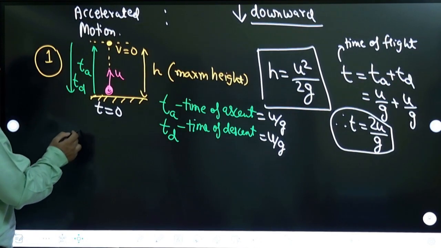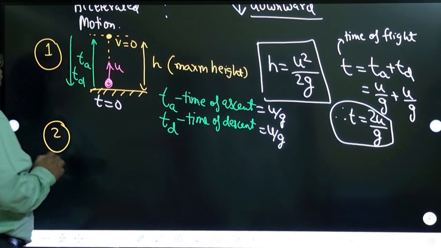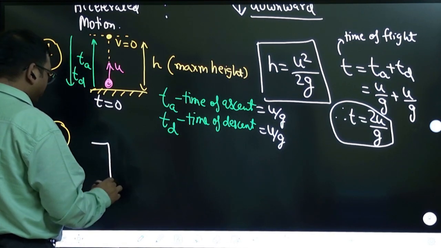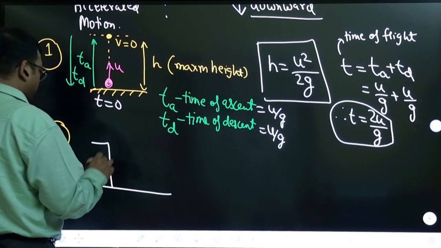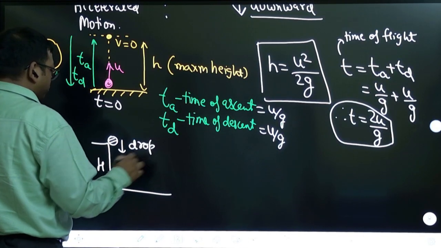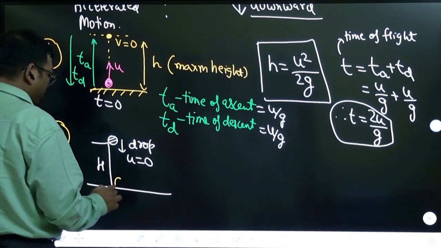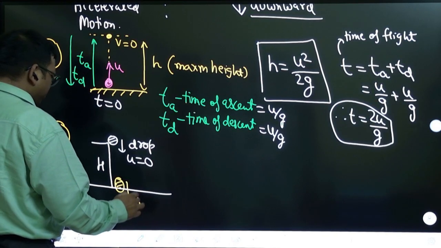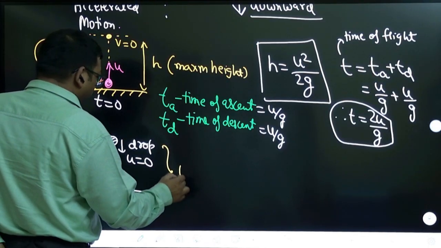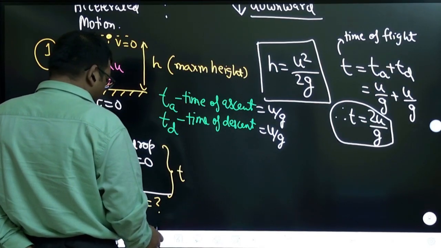Next, case 2. Case 2 is that you are now dropping the body from some building of height capital H. You are dropping it. Drop means initial velocity 0. So the question is, when this body reaches the ground, what will be its speed and what is the time taken to reach the ground? Total time, that is the descent only.